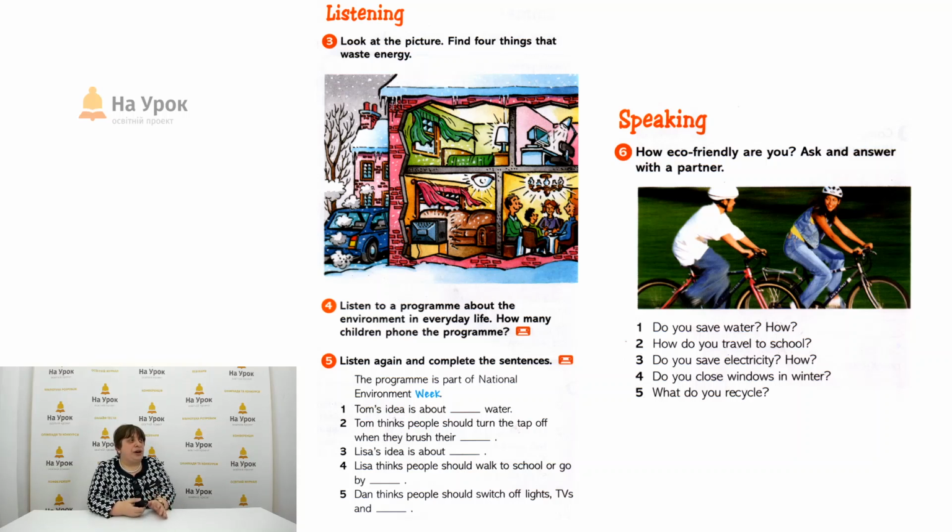Look at the picture, find 4 things that waste energy. Listen to a program about the environment in everyday life, how many children follow the program. Listen again and complete the sentences. Students have to complete the sentences. And speaking. How eco-friendly are you? Ask and answer with a partner. It's for developing dialogue speech skills.